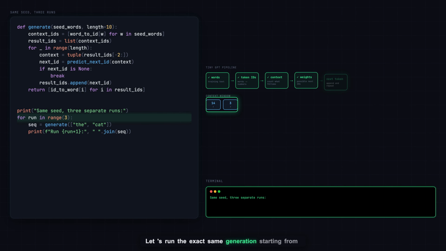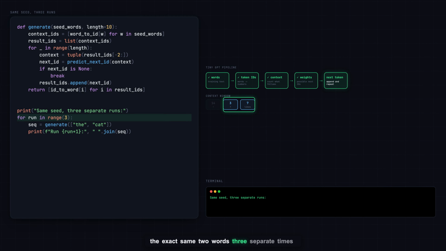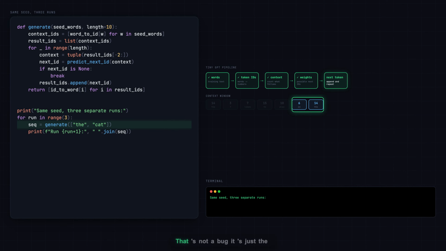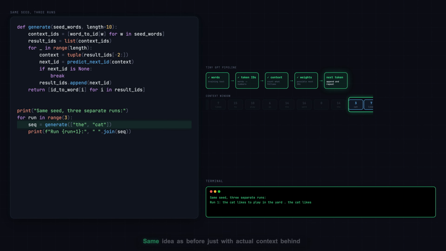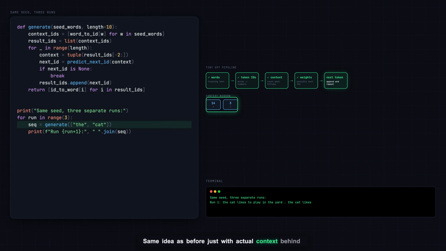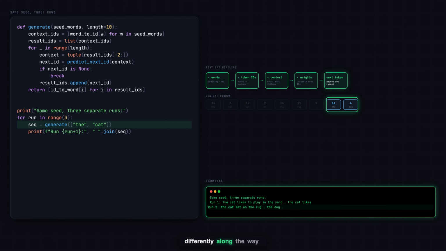Let's run the exact same generation starting from the exact same two words 3 separate times. 3 different sentences from the exact same starting point. That's not a bug, it's just the sampling step picking a different path through the probability distribution each time. Same idea as before, just with actual context behind each prediction now instead of just one word. That's basically why asking ChatGPT the same question twice can give you two different answers. Both are valid, both were likely, it just sampled differently along the way.